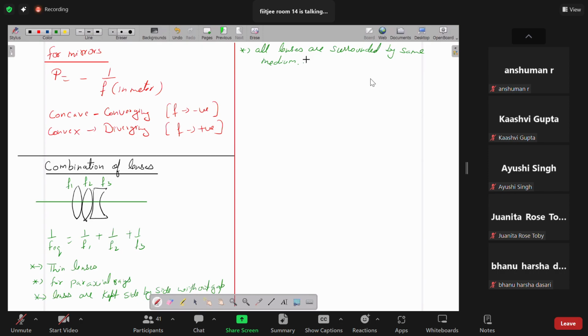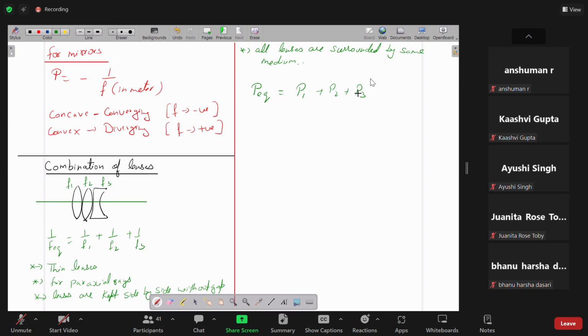Okay. Now we know that 1 upon focal length is power, so we can also find out the equivalent power of the combination. P equivalent will be equal to P1 plus P2 plus P3 and so on. So that means if we have to find out the power of this combination, we will directly add the powers of the individual lenses in diopter and substitute according to their sign, to find out the answer. Is this point clear?